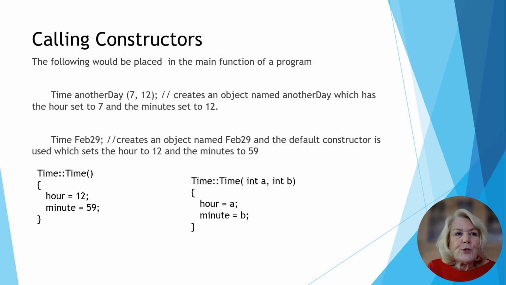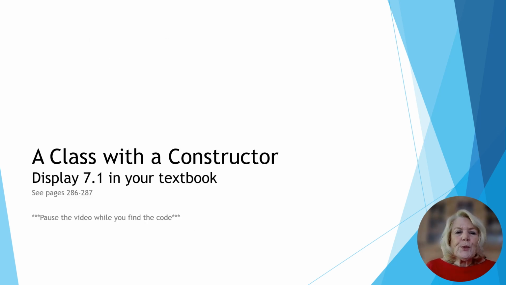The next object, which is created, is named February 29. There are no arguments given, so the compiler will use the default constructor, which sets hours to 12 and minutes to 59. In the textbook, there's a full program that shows a class with a constructor. It's on pages 286 and 287, and I will be going over it in a separate video.